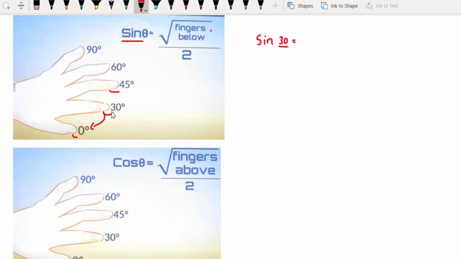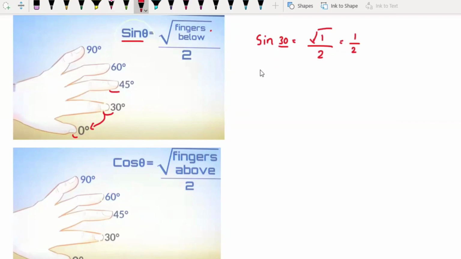If we want to find the value of sine 30, what do we have to do? We just count the fingers below 30. Below 30, how many fingers are there? Just one. So root 1 divided by 2, and we know root 1 is 1. So sine 30 degree is equal to 1 by 2.